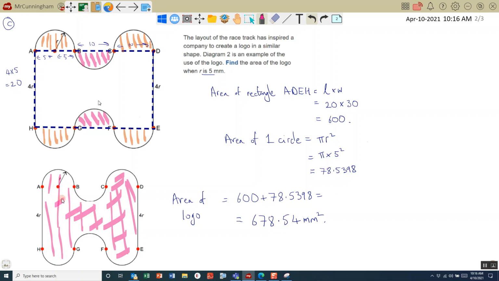Excuse my coloring in. Okay, we did the full rectangle, added on 2 circles, but we also need to get rid of this circle, and so that is only 1 circle that we need to add on. Hopefully that makes sense, okay? Let me know if it doesn't, if you need me to make any clarifications, and hopefully that's all okay.